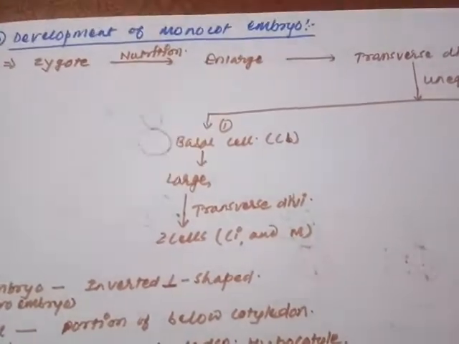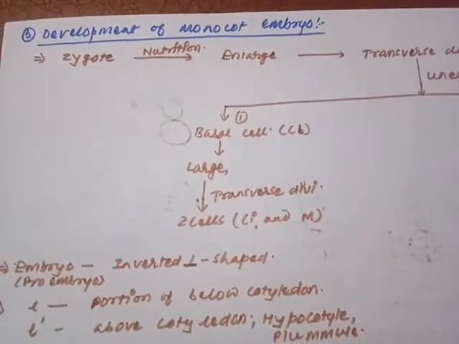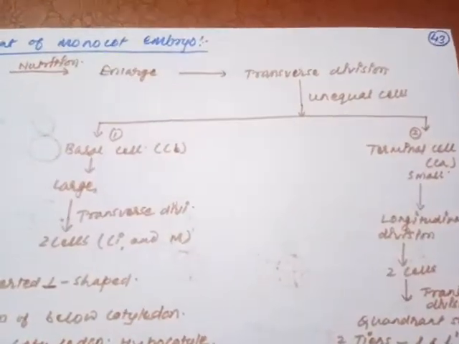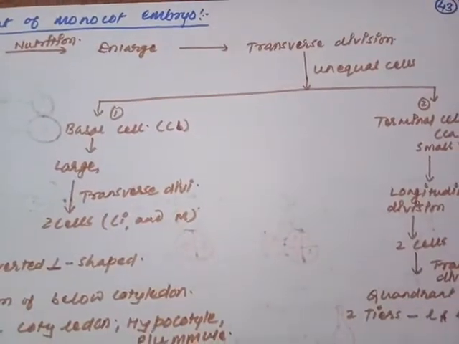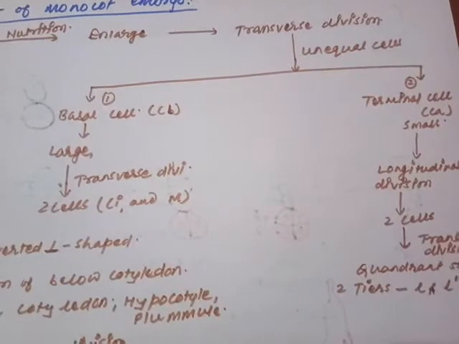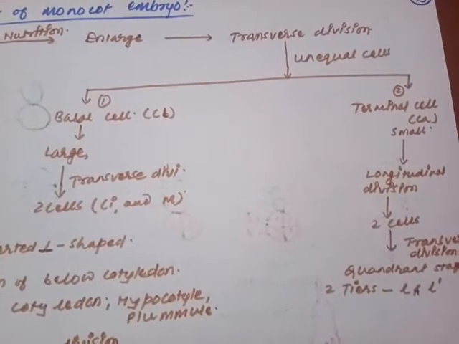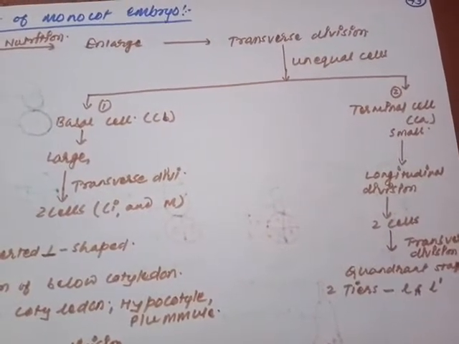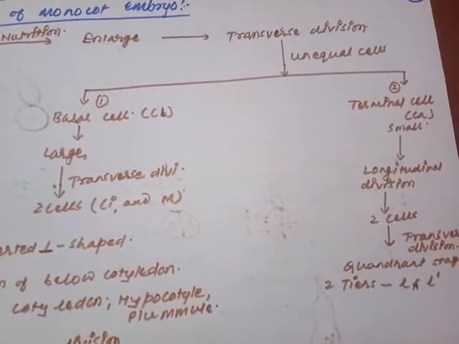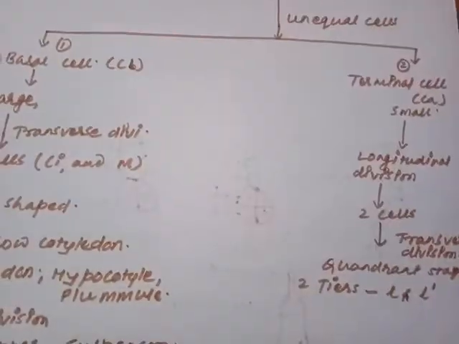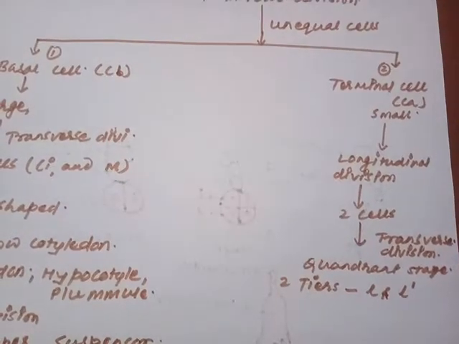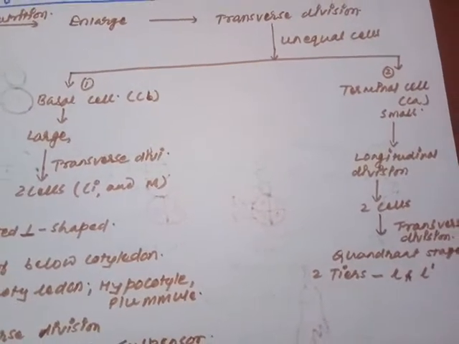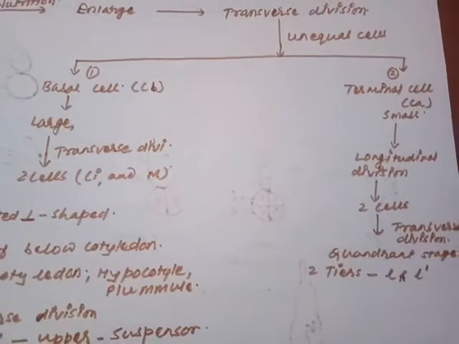As usual, the zygote enlarges by getting nutrients. When it enlarges, it starts its division. Transverse division occurs, and as in the dicot embryo, two types of cells are formed, one larger and one smaller. The larger cell, lying toward the micropylar end, is called the basal cell, and the smaller cell is called the terminal cell or apical cell. So the basal cell is the larger cell and the terminal cell is the smaller cell.